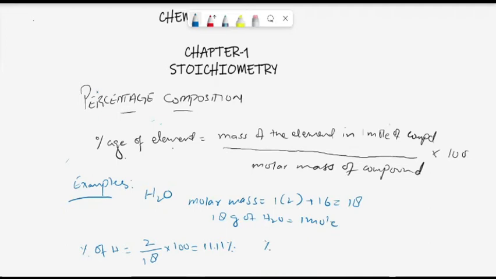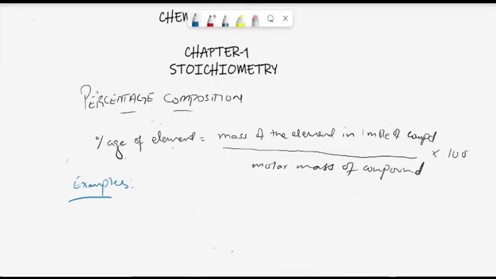And if you want to calculate the percentage of oxygen in water, this is equal to, now because in 18 grams we have 16 grams of oxygen, so 16 divided by 18 multiplied by 100 will be equal to 88.88. And again, if you add both these quantities, that is 88.88 and 11.11, this is equal to 99.99%.